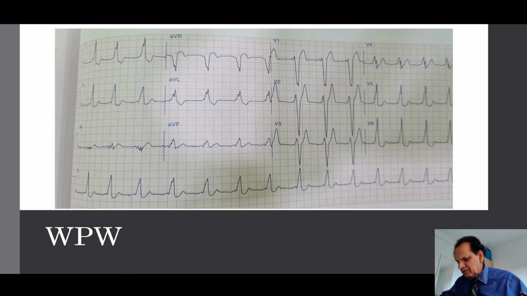Again a WPW pattern here, maybe posteroseptal, and you can see the delta waves in V5, V6, 1 and AVL with such a wide QRS.